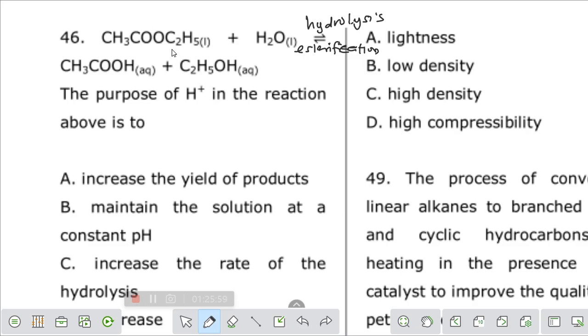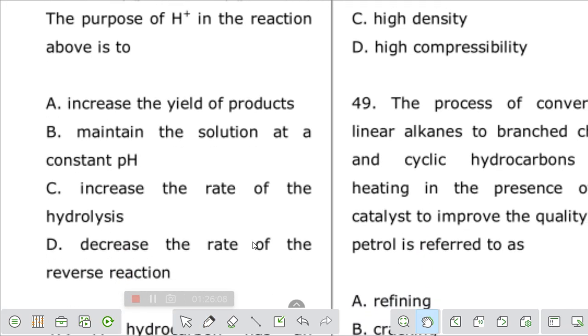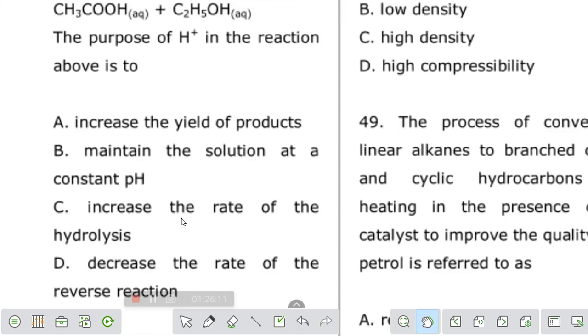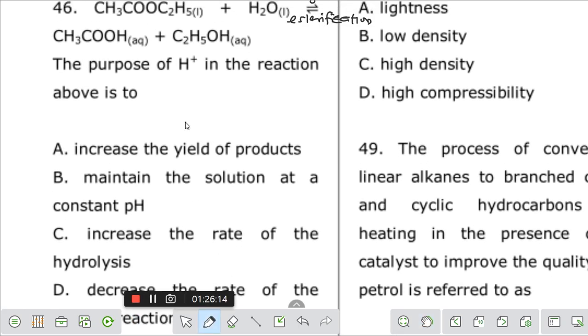Now they say, what's the purpose of that H plus in the reaction above? So what's the function of that H plus? H plus was not written in this reaction, but H plus is actually functioning. So what's the function of the H plus? So I'm asking you. So the function of the H plus is, when there's an increase in concentration of a particular thing, to increase the yield of the product, right? So the function of H plus is to increase the yield of the products. So that's basically it.